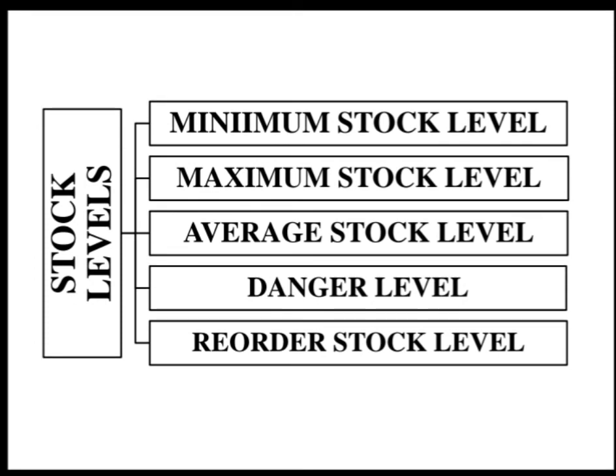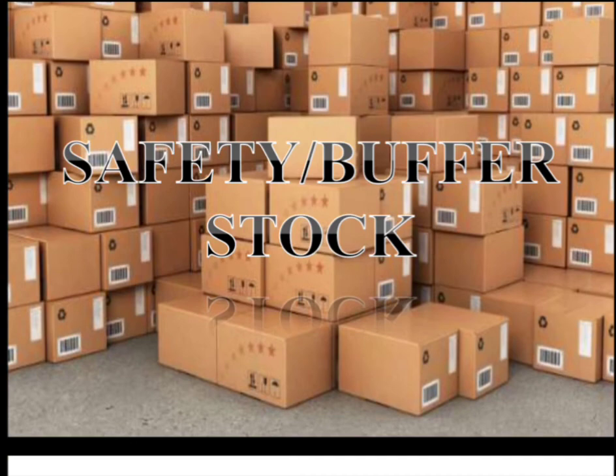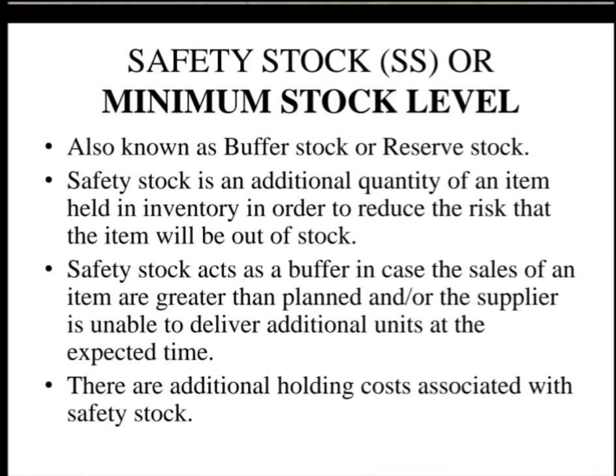Okay, now we will see what the stock level model is. In stock level, we have to initially identify the minimum stock level to be maintained, the maximum stock that can be maintained in the warehouse, the average stock, the danger level, and the reorder stock level. So for this we will first study safety and buffer stock. Okay, safety stock or minimum stock level. Safety stock is known as the minimum stock level. It is also known as buffer stock or reserve stock. You have to remember the other names of safety stock, that is minimum stock level, buffer stock or reserve stock.